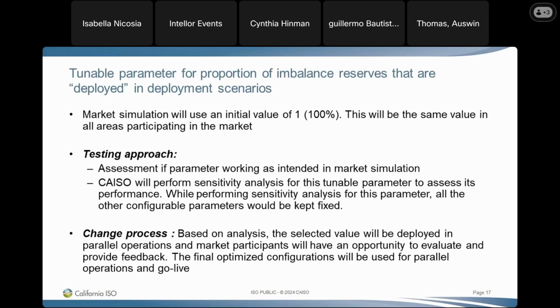Hi, this is Robert Fisher from NV Energy. Can you confirm that you can hear me? Yes, Robert, we can hear you. Thanks. I just have a real high-level quick question about these parameters. Are they going to be listed in the BPM or the tariff?